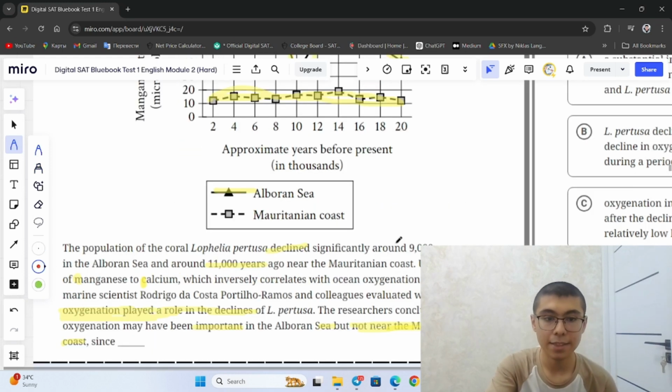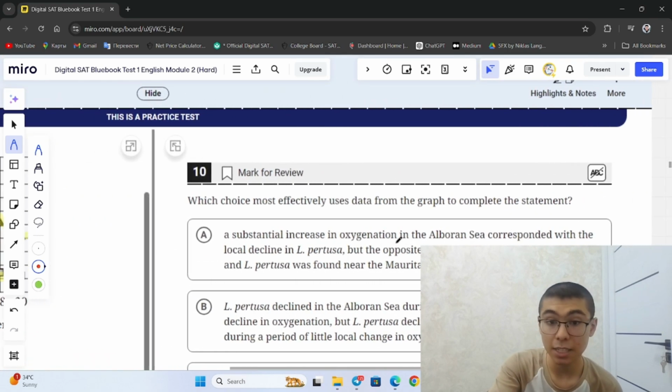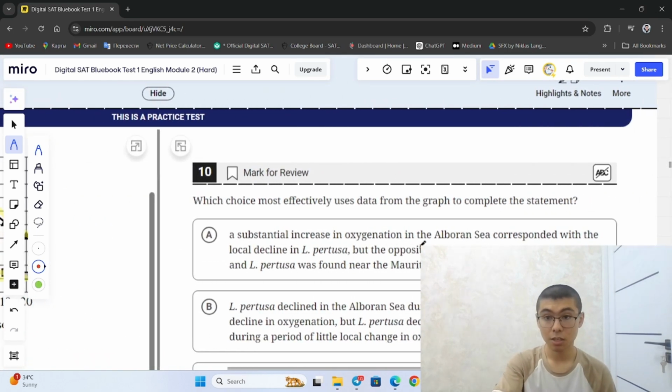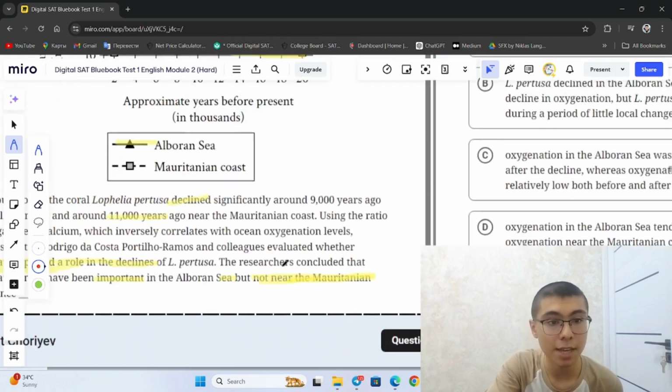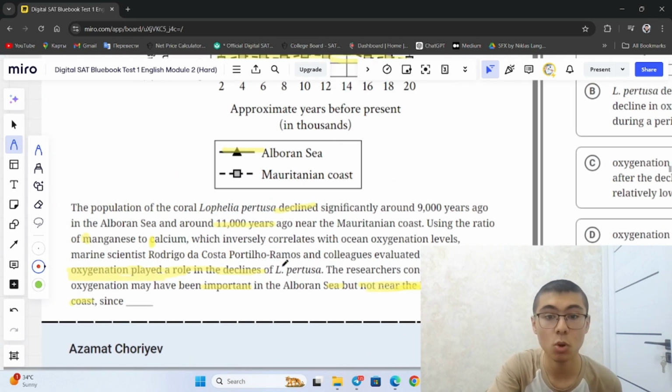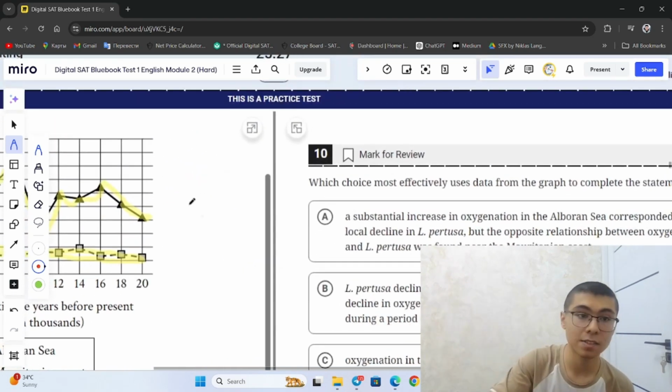So let's have a look at the answer choices. A: A substantial increase in oxygenation in the Albertan Sea corresponded with the local decline. I'm not sure whether we need it, but the opposite relationship between oxygenation and L. pertusa was found near the Maltarian coast. So it's not clearly supporting the fact that oxygenation was important in the sea but not near the coast. So A is incorrect.